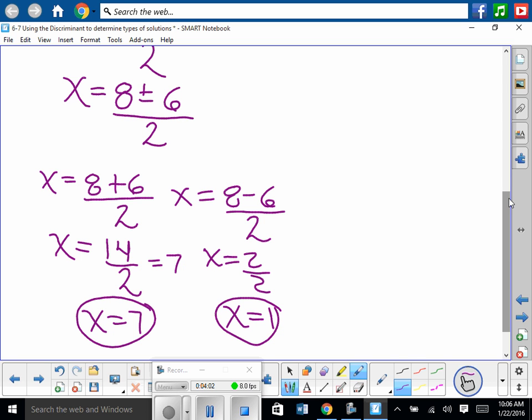There's our 2 solutions. So we actually could have solved this one by factoring. Way easier, right? Factoring is way easier than the quadratic formula in my book. But we still got the same answers. And today we're practicing the quadratic formula.